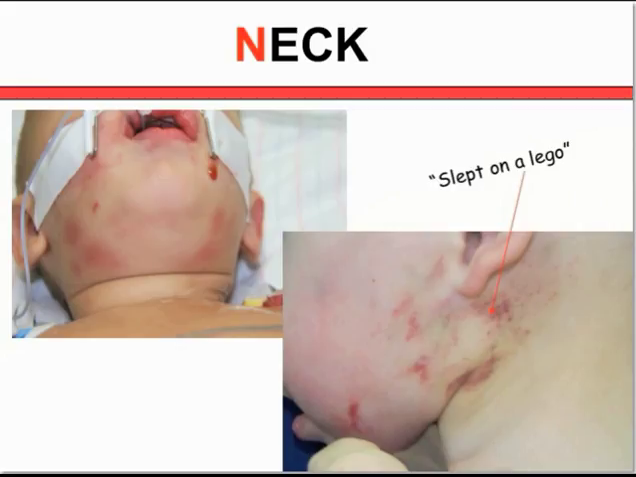In this picture, we have a 9-month-old child who presented to the pediatrician with complaints of ear pain. Mother was concerned that he had an ear infection. Only when asked about these findings did mother report that he had slept on a Lego the night before, and that was her explanation for these bruises. In reality, once investigators became involved, it became clear that the boyfriend had actually awakened in the middle of the night to the child's crying and had strangled him until he passed out. So these are the bruises that were left behind.